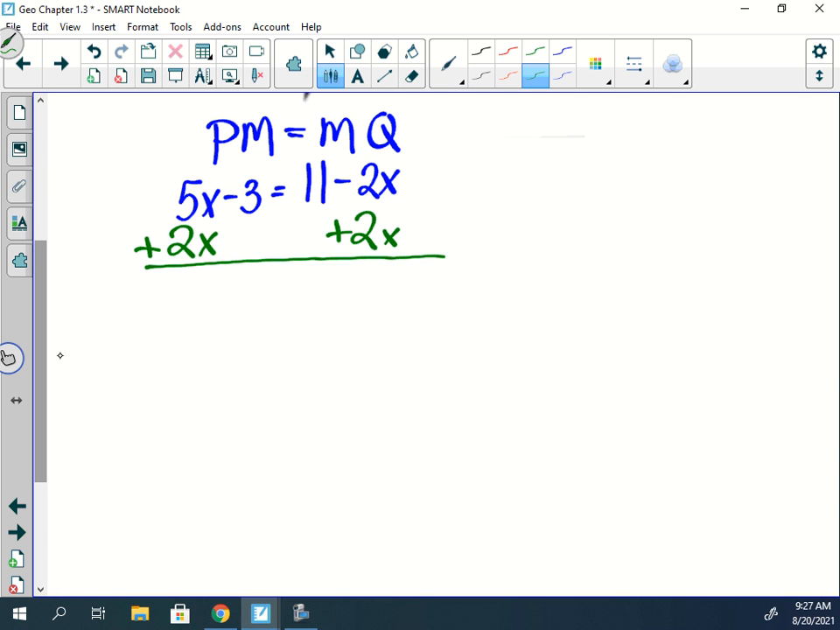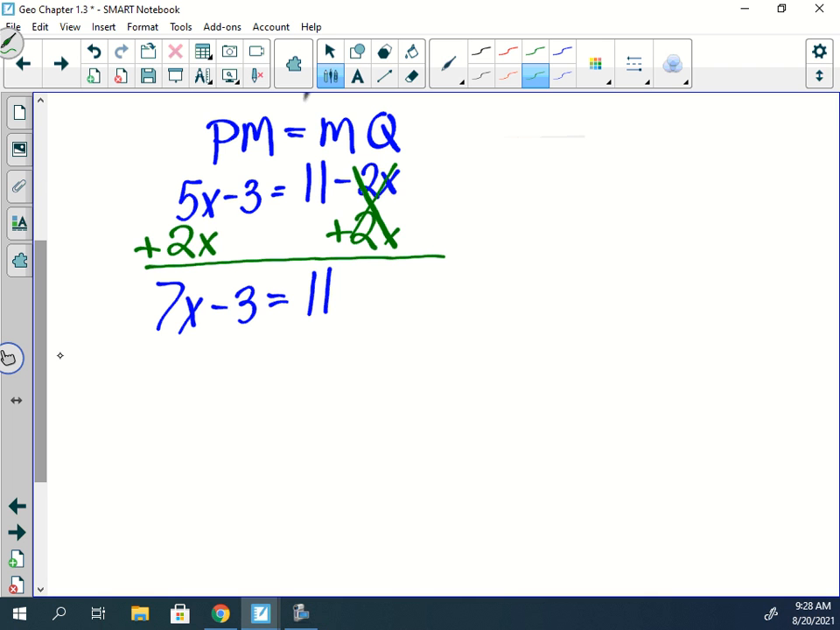Negative 2x plus 2x. These cancel out. That's what we wanted to have happen. We wanted those x's on the right to go away and move over to the left-hand side. Now 5x plus 2x is 7x minus 3 is equal to 11.